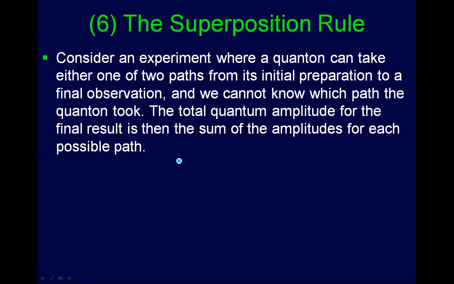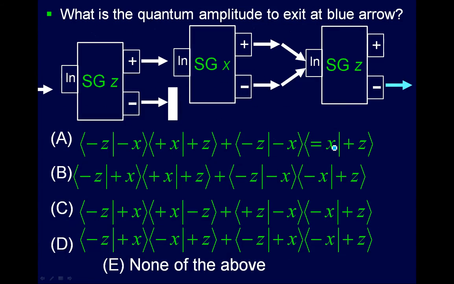And so it's really important. If there's two different paths to get to some final observation, then the quantum amplitude is the sum of each individual amplitude. For an example, let's look at this here. There's a sequence of SG devices: an SGZ, an SGX, and then an SGZ. I want to know what's the quantum amplitude to exit over here at the blue arrow.